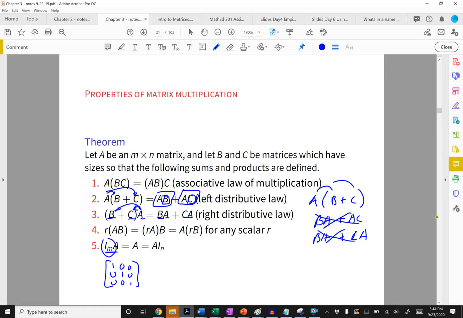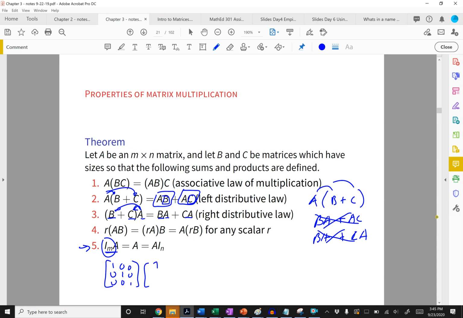I want to clarify first what this means. This is an identity matrix with m rows or columns. For the way we're using it now, all identity matrices are square matrices, but A does not have to be square. This rule is telling you the size of the identity matrix when you multiply by A.